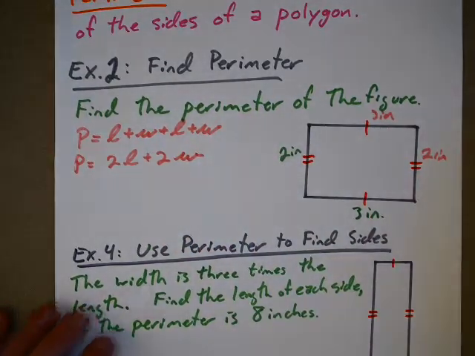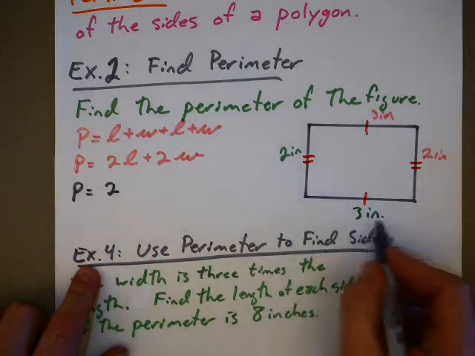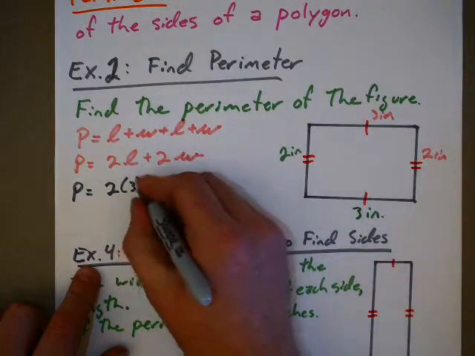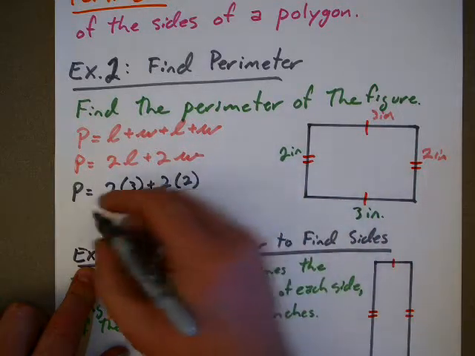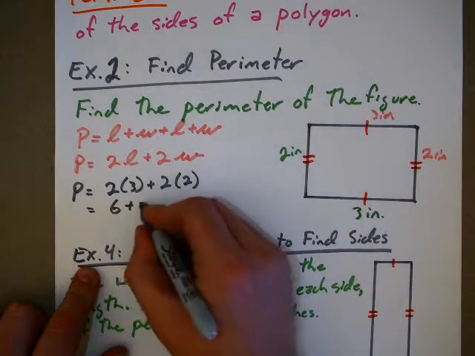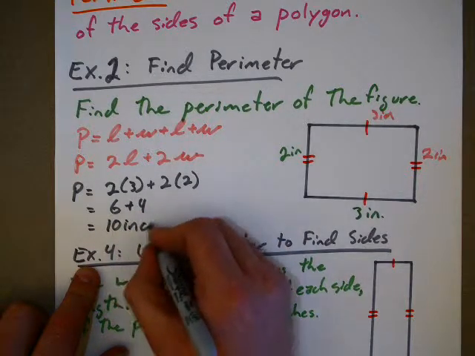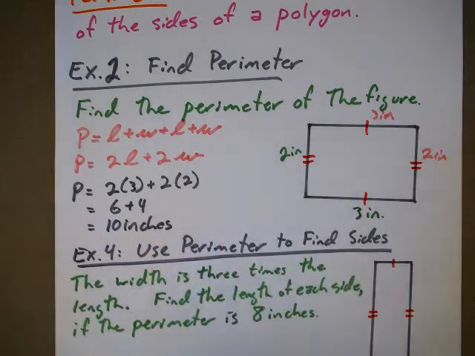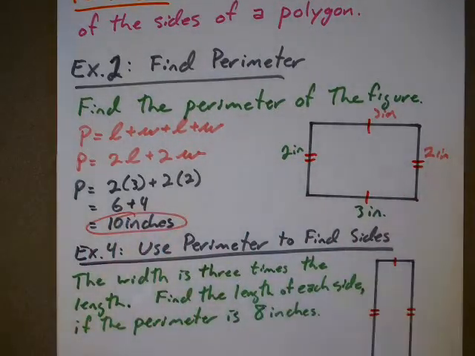And so to find what the perimeter of this particular figure is, it's going to be 2 times the length, here 3, plus 2 times the width, which is 2. So that is 6 plus 4. So our perimeter here is 10 inches. That should be pretty straightforward. All I have to do is add up the 4 sides, and that gives me my answer.